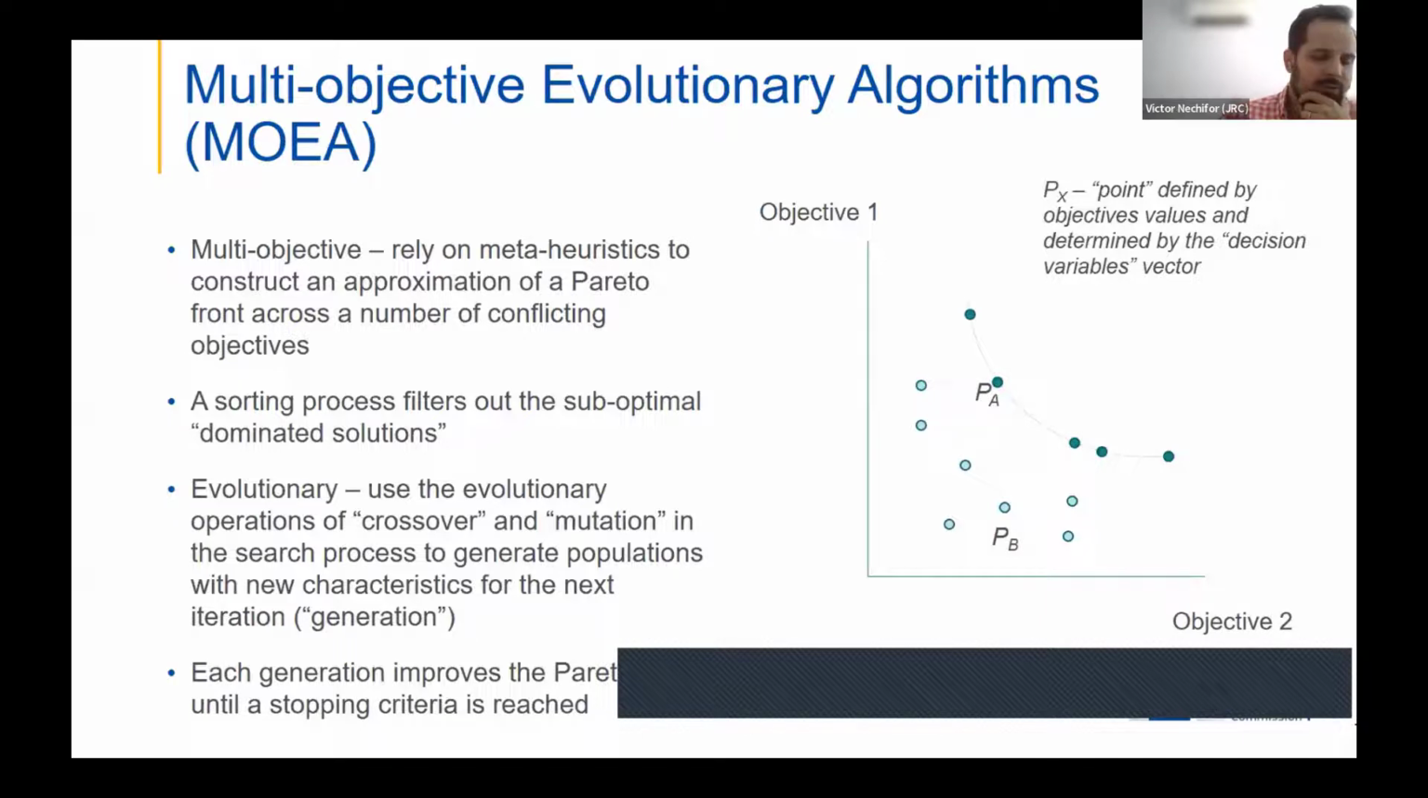It's basically an iterative evaluation process of multiple data points, through which the algorithm tries to construct an approximation of a Pareto front across a number of objectives. In this case, you have a stylized example here of two objectives. We're trying to maximize the two objectives. You would have suboptimal results, and then based on the objective value of each point, there's a sorting process through which the MOEA tries to take out the dominated solutions, the things that are not very interesting because there are better points out there.